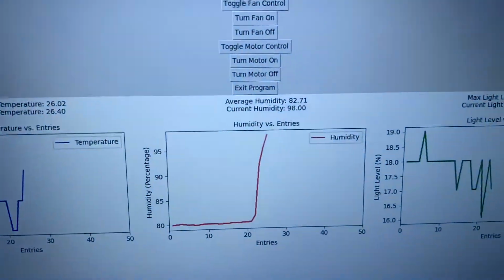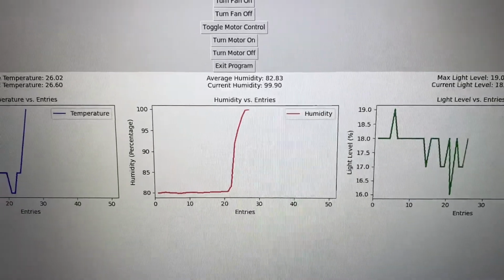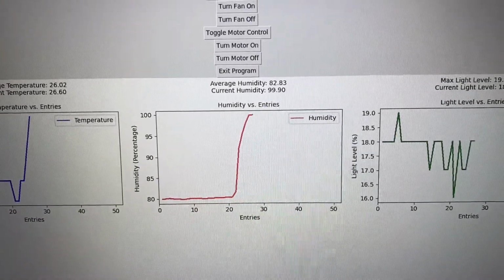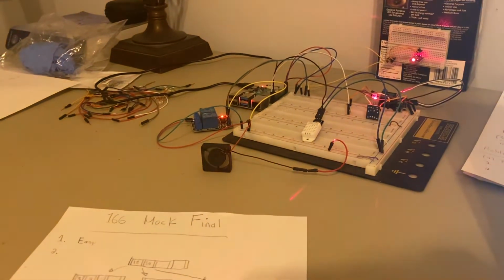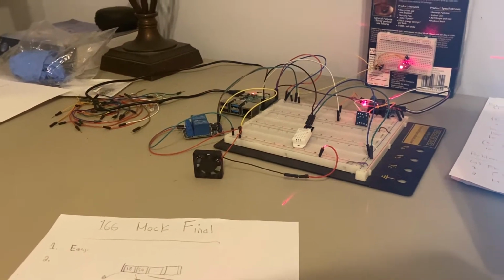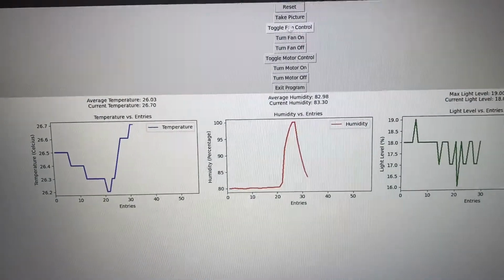The threshold is 85. So if I let go of the humidity sensor, humidity will slowly drop over time. It takes a little longer to drop than to rise. And once it gets below 85, the fan will trigger off as before. But now I can manually take control of my fan by toggling fan control.